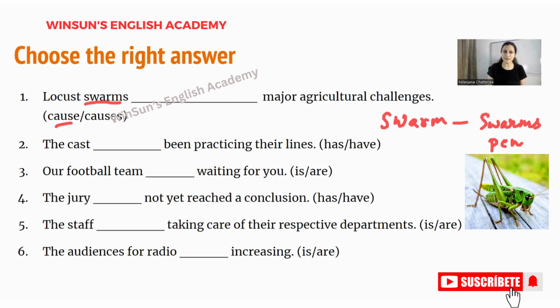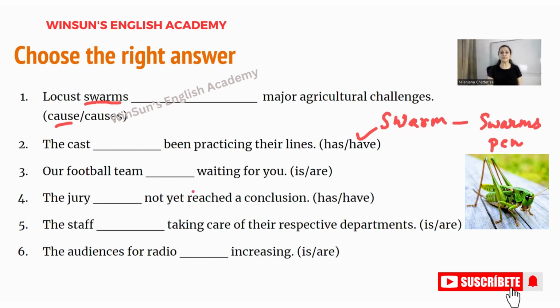The cast, dash been practicing their lines. Now each actor has different lines, right? So are they working together as a unit? Or are they performing different tasks, different actions? They are performing as individuals. Correct, as individuals. So what will be the answer? They're working as individuals, meaning different actions, many people in a group, many, plural. So the cast have been practicing their lines.